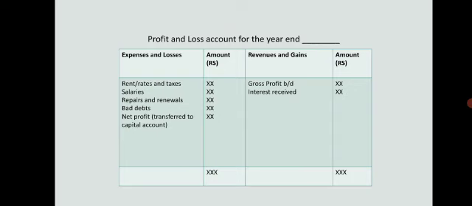Suppose the business is incurring a loss, then your expenses will be more and your revenues will be less. At that time, the debit side total will be more, and the outcome you will write on the credit side, that is, net loss transferred to capital account. So we deduct net loss from the capital of the proprietor.